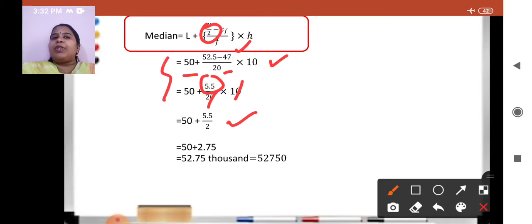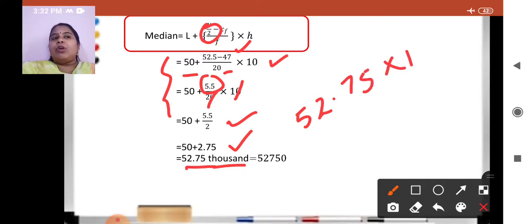This 50 has to be written as it is. Now it's 5.5 upon 2, which can be divided. It comes to 2.75. So 50 plus 2.75 is 52.75. Now since the unit I have specified in the beginning is in thousands, you need to write here 1000. And now you can multiply this 52.75 into 1000.